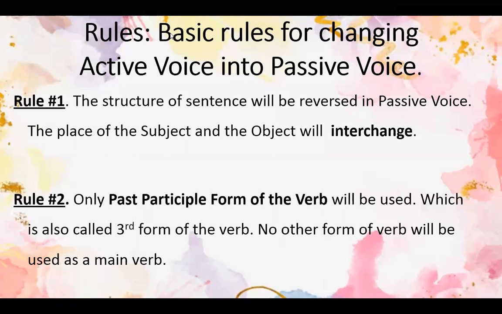Good, Iman Adnan. Very good, Shanti. Ushna, third form of the verb. Okay, we use the third form of the verb in passive voice, and the third form of the verb is also called past participle.